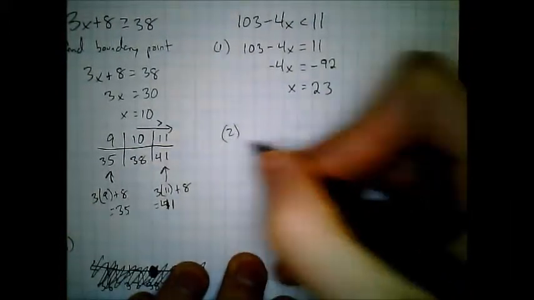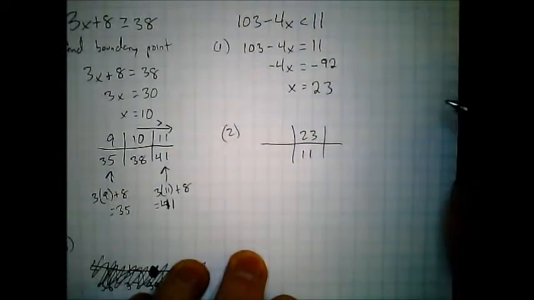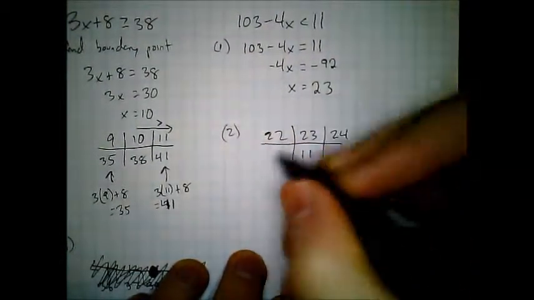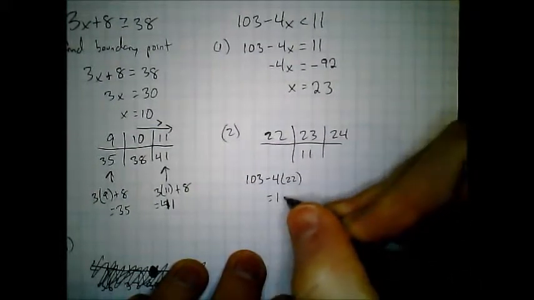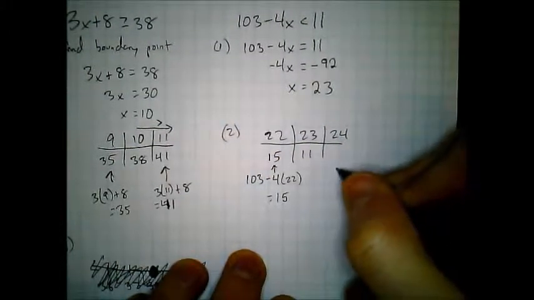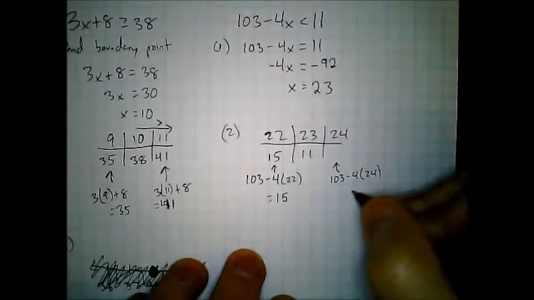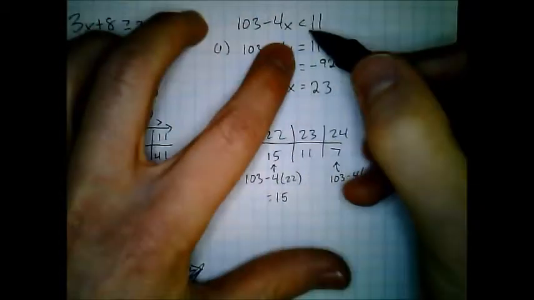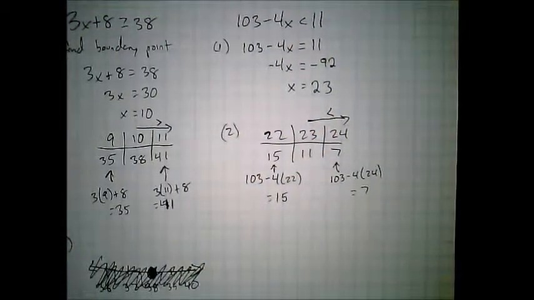So we test our points by making a table. When x is 23, we get the 11 that we want it to be equal to for our boundary point. So what about a 22? What about a 24? So you do 103 minus 4 times 22, and this equals 15. Same thing over here. What about 24? So we do 103 minus 4 times 24, and this equals 7. So we want to know, when is this going to be less than 11? Less than 11 is this way, after 23.